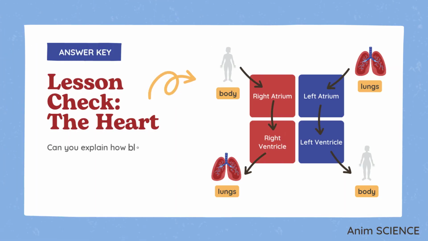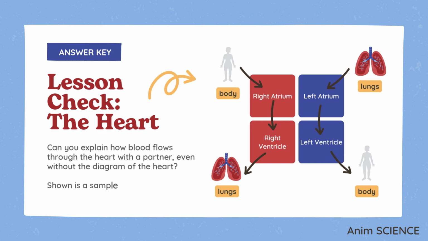Let's now check the correct answer for the blood flow through the heart. Blood from the body enters the right atrium. From the right atrium, it flows into the right ventricle. The right ventricle pumps the blood to the lungs where carbon dioxide is removed and oxygen is added. The oxygen-rich blood then returns to the left atrium. From the left atrium, it moves into the left ventricle. Finally, the left ventricle pumps the blood to the entire body. This is the correct and complete pathway of blood flow in the heart.